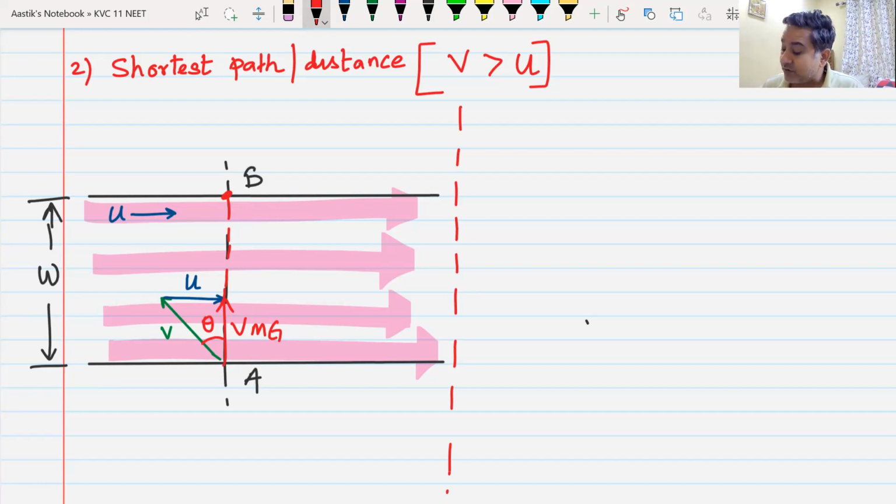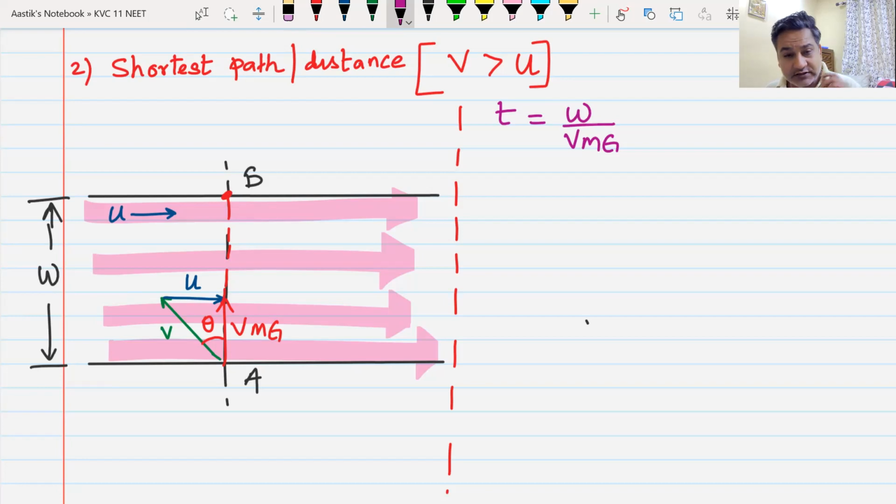Okay, what are the things that they are going to ask here? They will ask you, what is the time it takes to cross the river? Now you can find it out in different ways. Let us start with the first way. The time it takes to cross the river will be W divided by VMG. Now, what is this VMG?